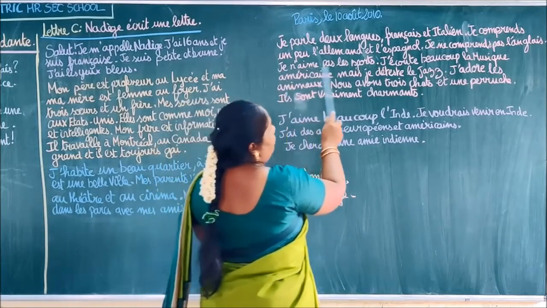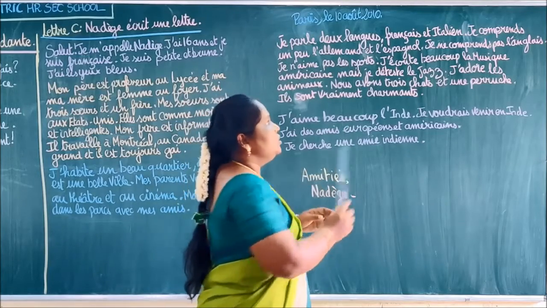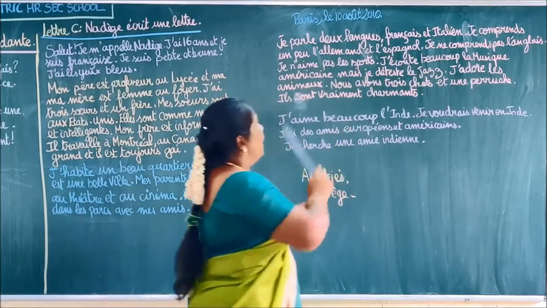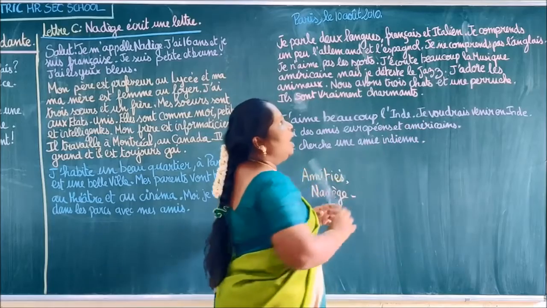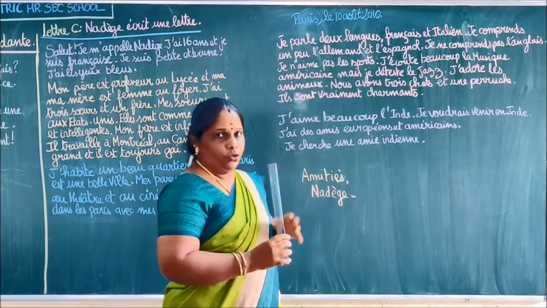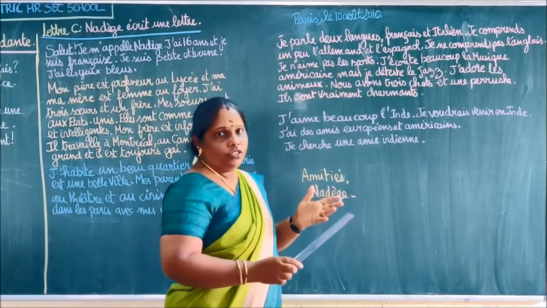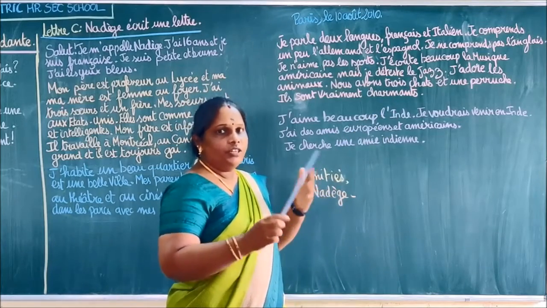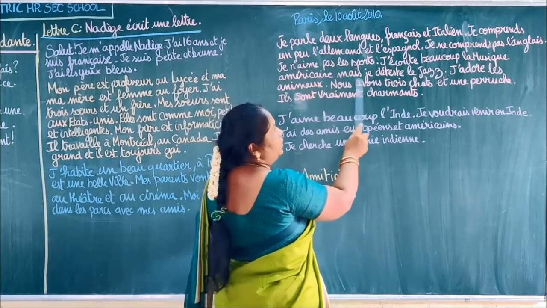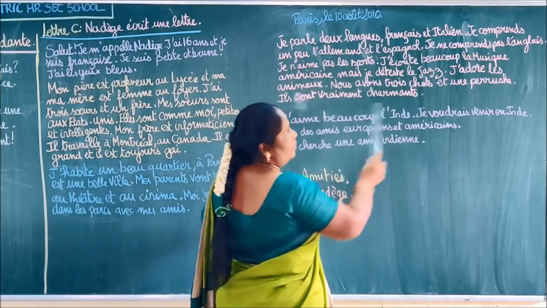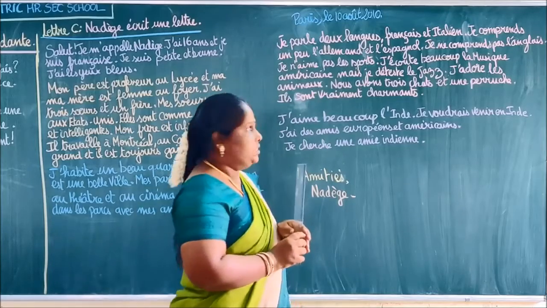Je n'aime pas les sports. I don't like sports. J'écoute beaucoup la musique américaine, mais je déteste le jazz. I listen a lot to American music, but I hate jazz. So it's a different kind of music, you can see. American music has different kinds of music, okay? So she likes American music, but she dislikes jazz. J'adore les animaux. I love animals a lot.